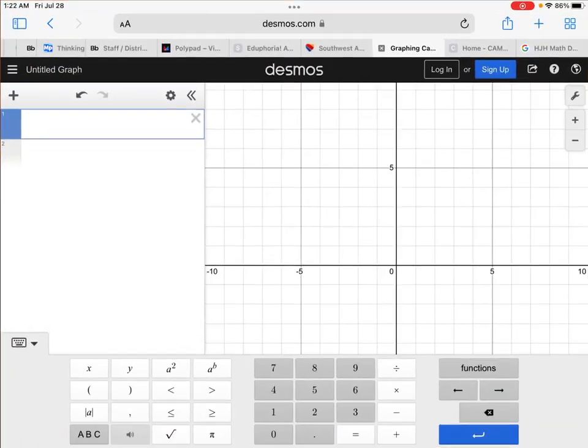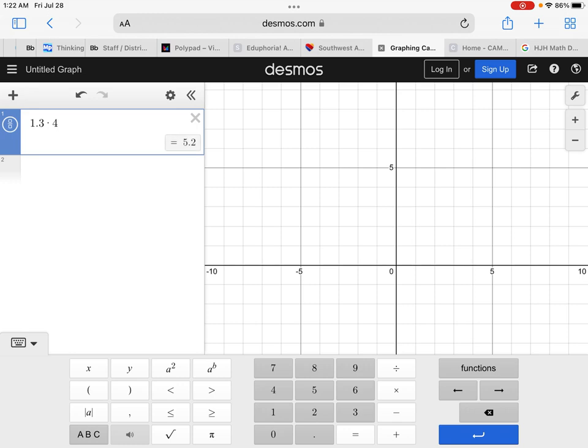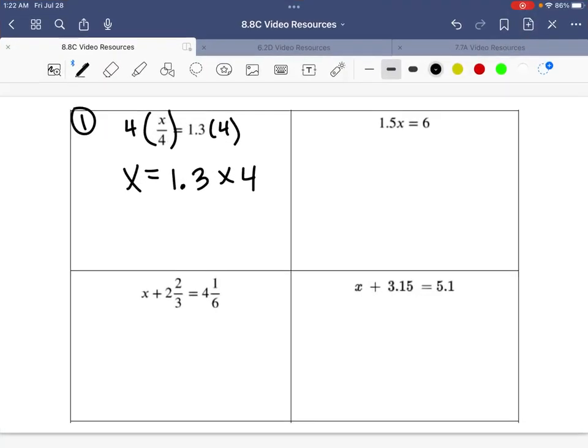So I'm going to use Desmos as an example. So 1.3 times 4, and I get my solution of 5 2/10. So x will equal 5 2/10 right here.